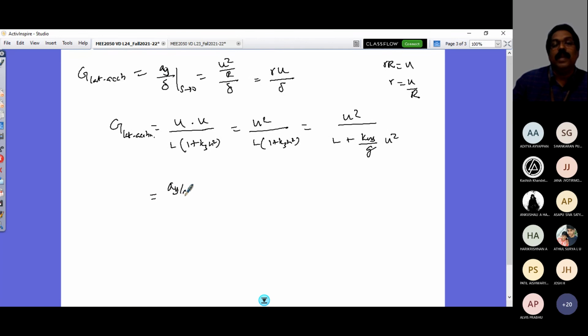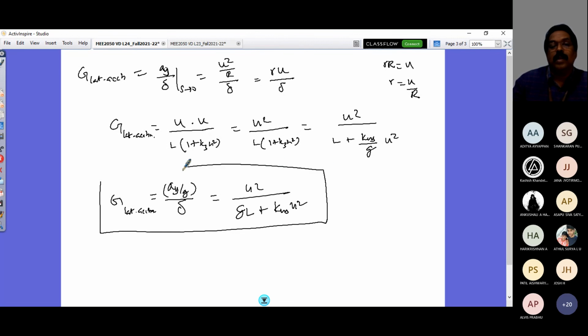So Ay by G, when I take it by delta, is what I define as the lateral acceleration normalized by G. Then this G has to be taken on this side of the equation, right? Ay by delta, so I require this G. When I divide this side, I have to divide by G in the denominator. So that's going to be u squared by G into L plus KUS into u squared. So I can have this as the definition or the expression for lateral acceleration gain.